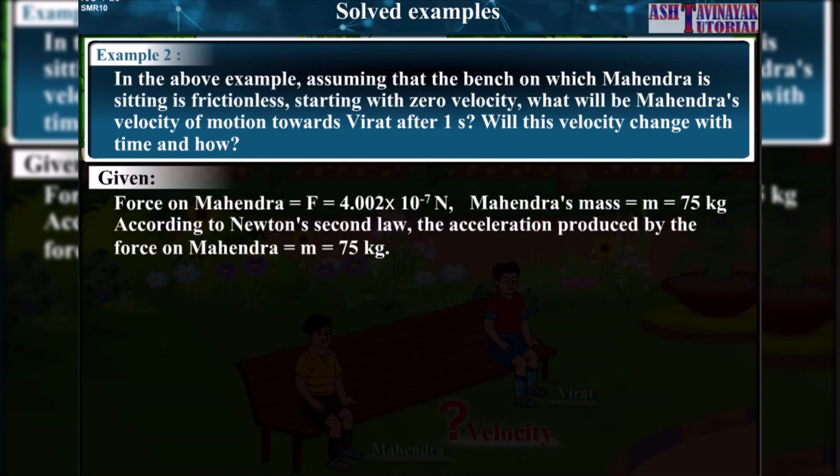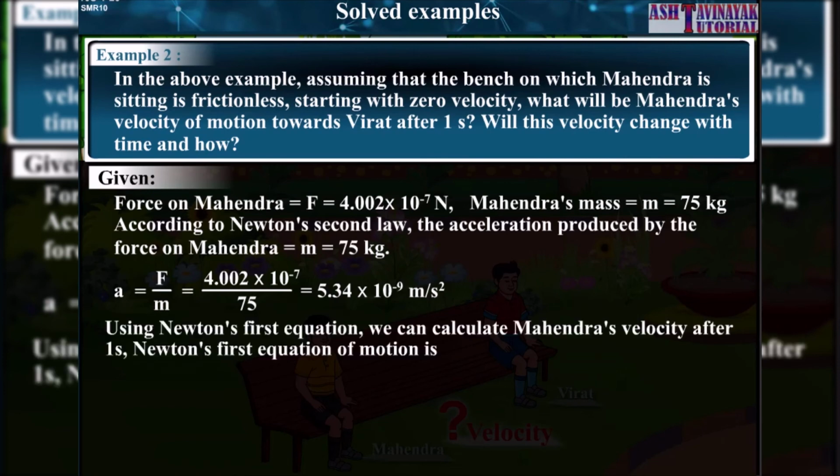Now, according to Newton's second law, the acceleration produced by the force on Mahendra, whose mass is 75 kg, is a is equal to F upon m. Substituting the values, a is equal to 4.002 into 10 raised to minus 7 upon 75, which equals 5.34 into 10 raised to minus 9 meter per second square.